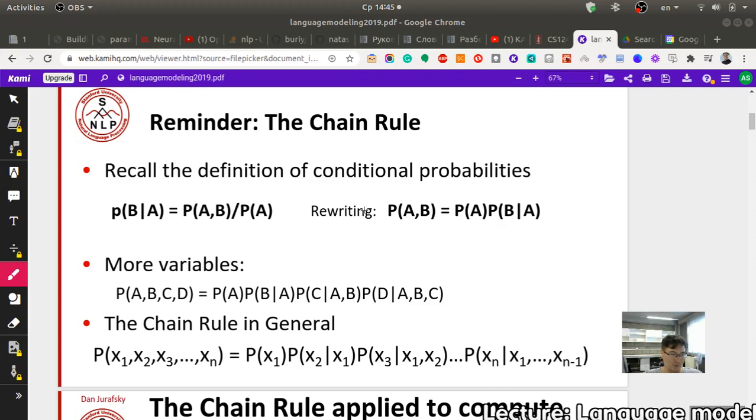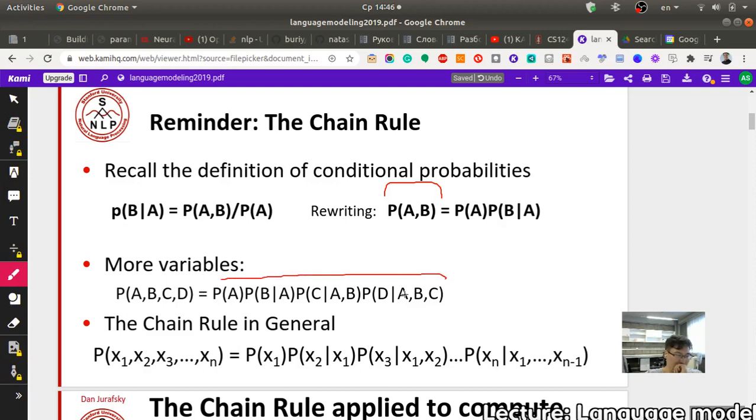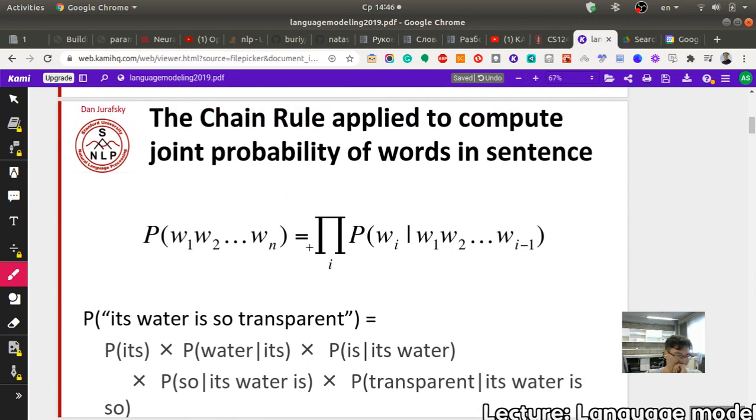So actually we are searching for this: how possible it is that two words occur together, and we multiply it by the probability of A, and then multiply by how possible it is that B goes after A. If there are more variables, we can use something like this. Please try to recap these things. So this is very easy, and this is like a simplification.